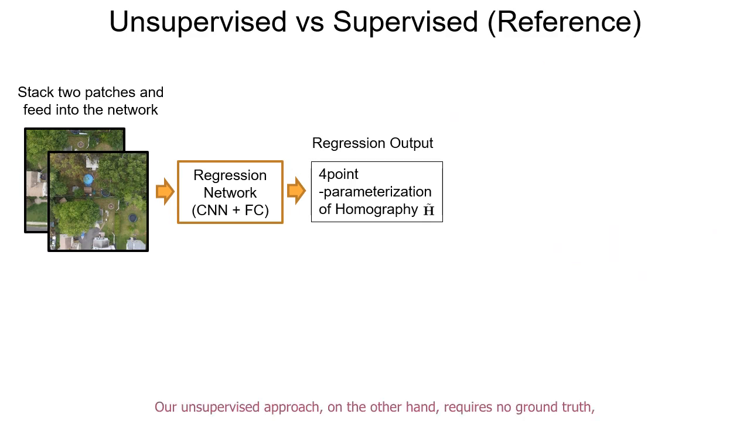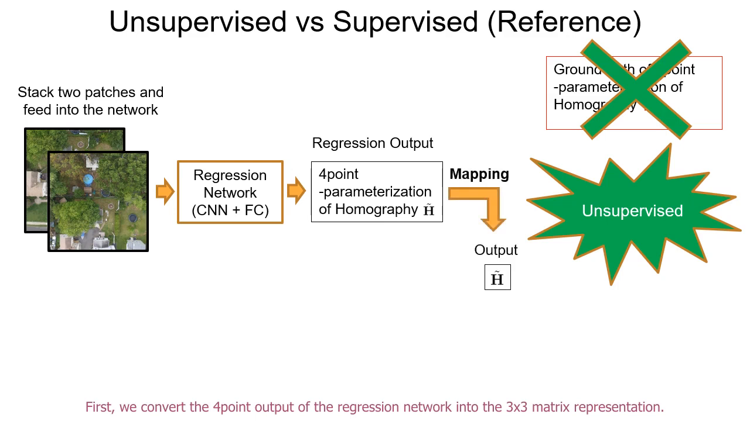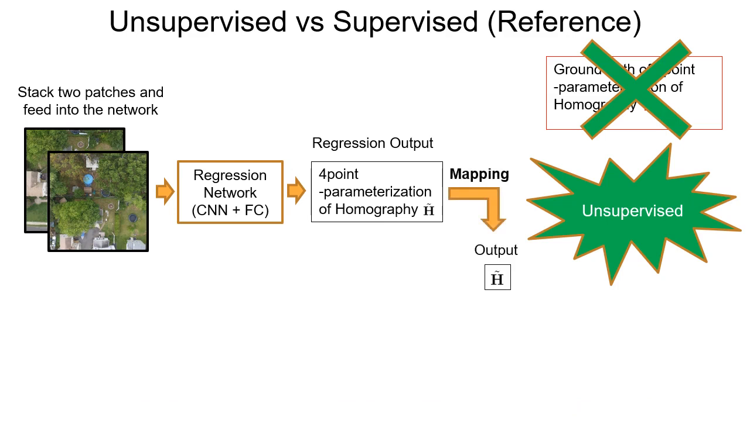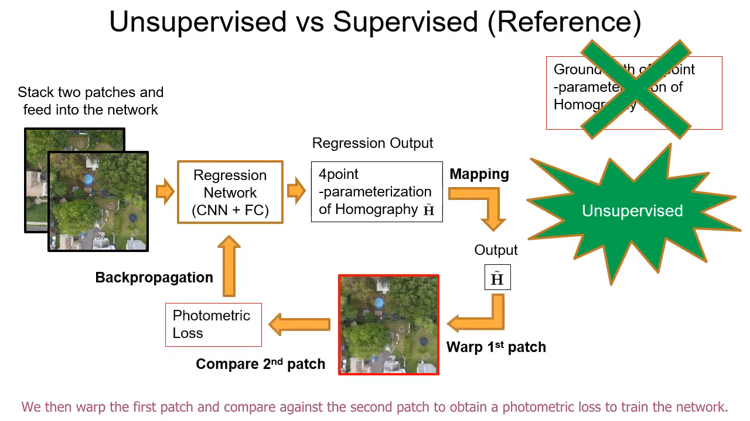Our unsupervised approach, on the other hand, requires no ground truth, making it more suitable for robotics applications. First, we convert the 4-point output of the regression network into a 3x3 matrix representation. We then warp the first patch and compare against the second patch to obtain a photometric loss to train the network.